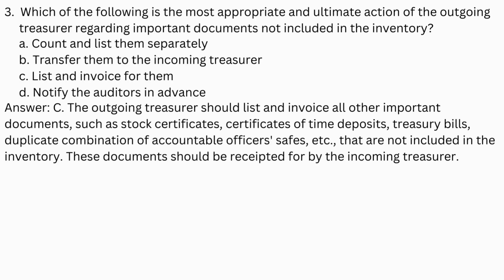Answer: Letter C. The outgoing treasurer should list and invoice all other important documents, such as stock certificates, certificates of time deposits, treasury bills, duplicate combination of accountable officers' safes, etc., that are not included in the inventory. These documents should be receipted for by the incoming treasurer.